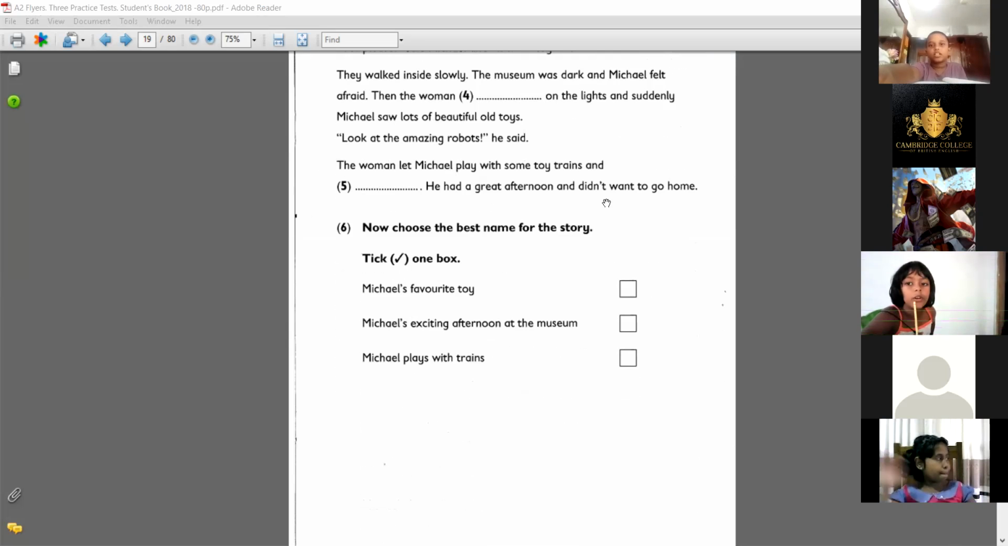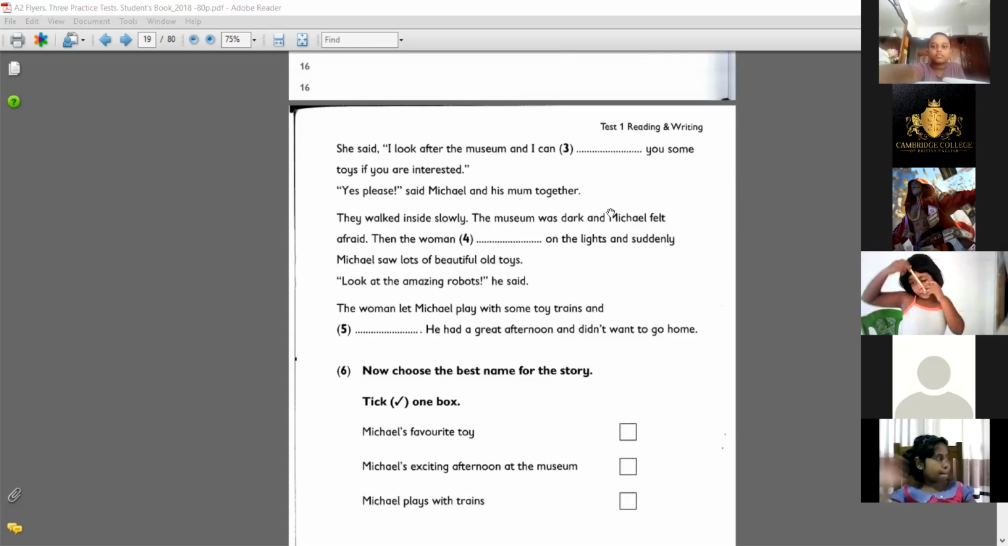Yes, what is the question six? What is the answer for question six? Now choose the best name for the story. What is the name, Puta? Mitchell's excited afternoon at the museum. All right, okay. Good.